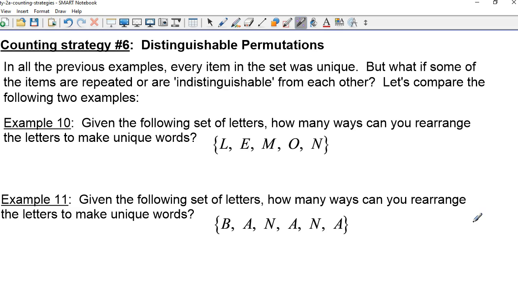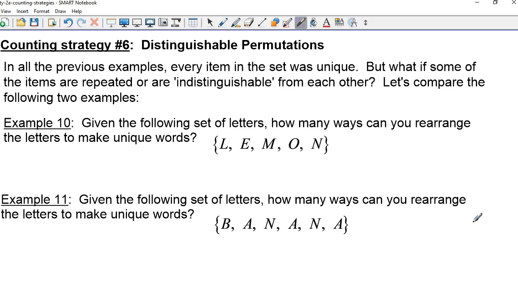Almost done. There's only one more main strategy here. It's called distinguishable permutations. In all the previous examples, every item in the set was unique. But what if some of the items are repeated or are indistinguishable from each other? Let's compare the following two examples.